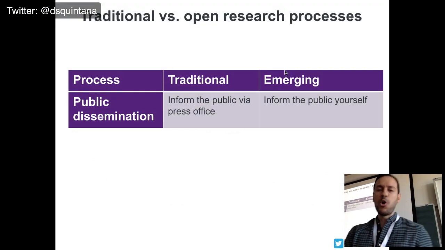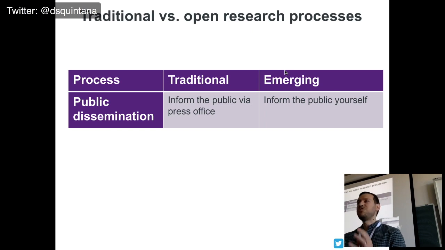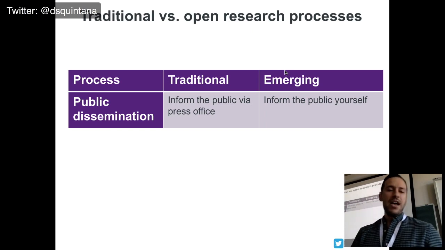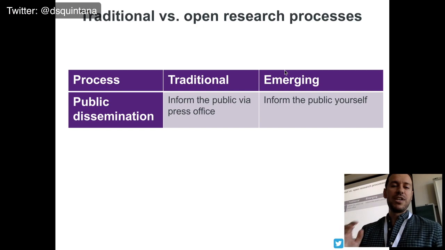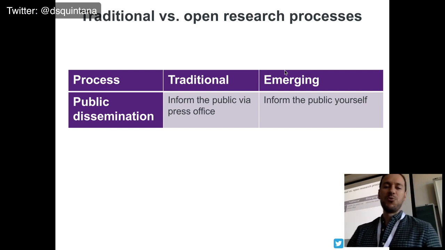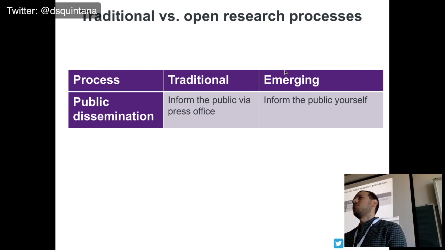I think it's good as well because open access and open science is really changing how research is done. Traditionally, when it comes to dissemination, you would inform your press office: I've got a nice paper, tell everyone. But the emerging practice is you can actually use social media to inform the public yourself. You can short-circuit that.